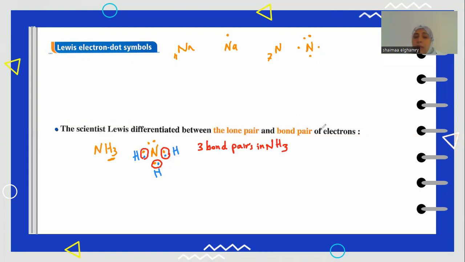And how many lone pairs of electrons do we have? We have only 1 lone pair of electrons. So we can say that bond pairs are the pairs which are involved in making bonds. Lone pairs are the free electrons which do not share in making bonds.